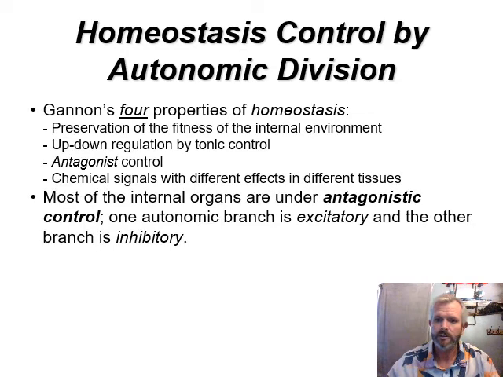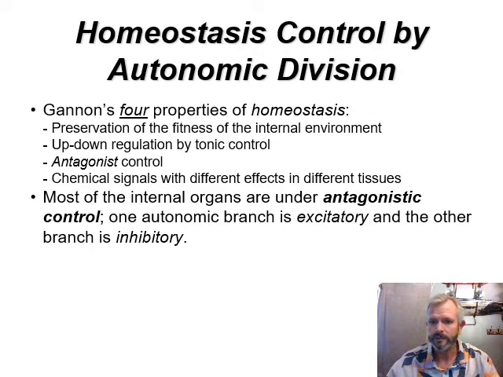So the autonomic is going to have two different types of control to keep homeostasis. And it depends on whether the tissues are innervated by both the sympathetic and the parasympathetic, where some tissues are, such as the heart cells that maintain the heart rate, they'll be innervated by both the sympathetic and the parasympathetic. All right, and so that will be said to be under antagonistic control.